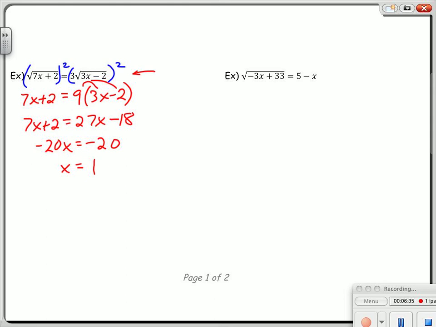Back in this original part of the problem, when I raise both sides to the second power, I use parentheses so that on the right-hand side I use the product of powers property, 3 squared, and then the square root of 3x minus 2 as a quantity squared. I need to check.